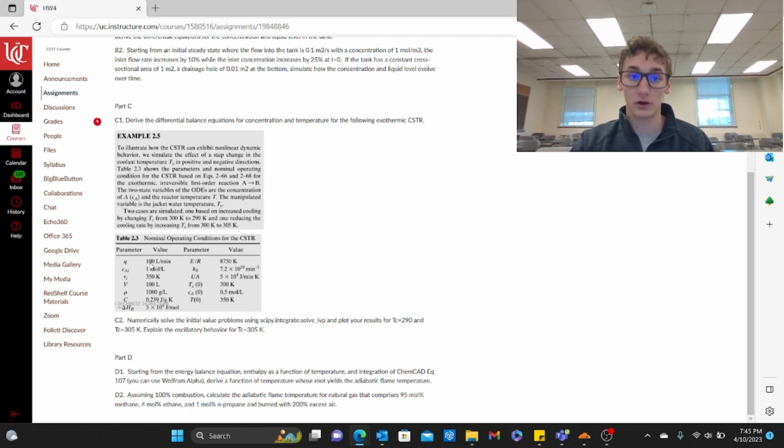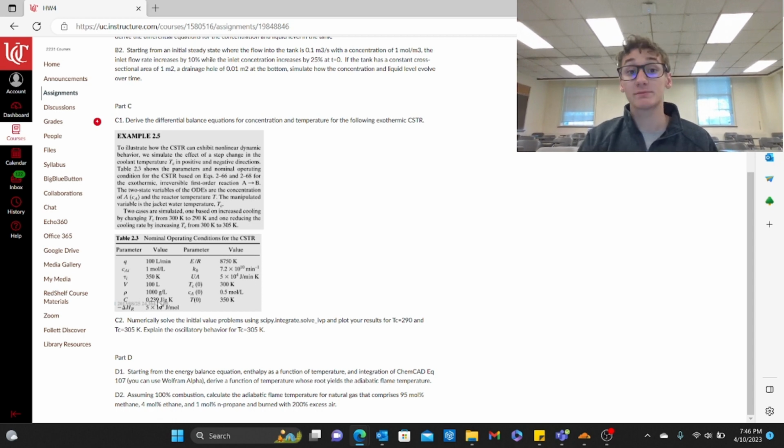So Q, our rate, is 100 liters per minute, which means, because there's only one Q and there's nothing about the rate changing here, that Q is constant. From our inlet stream, our concentration is 1 mole per liter, along with our temperature of that initial stream being 350 Kelvin. Our volume is constant at 100 liters, which again is very important. And so is our density at 1,000 grams per liter.